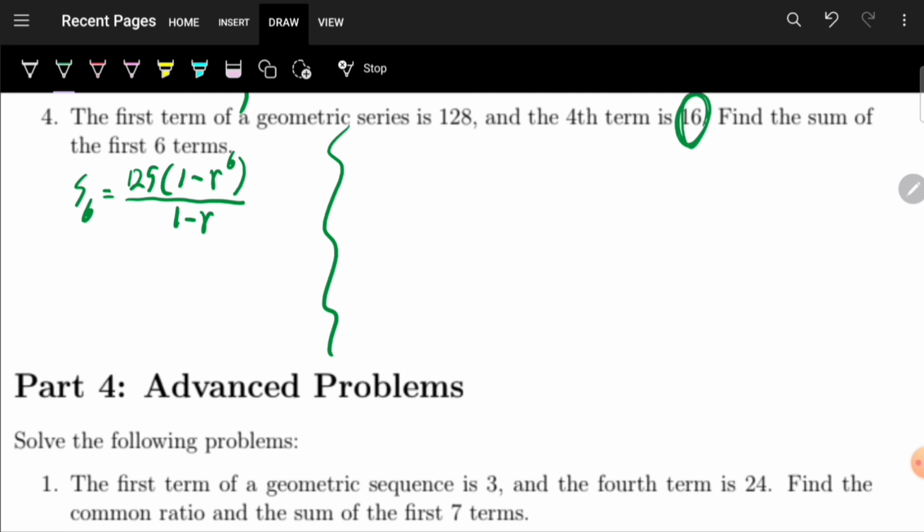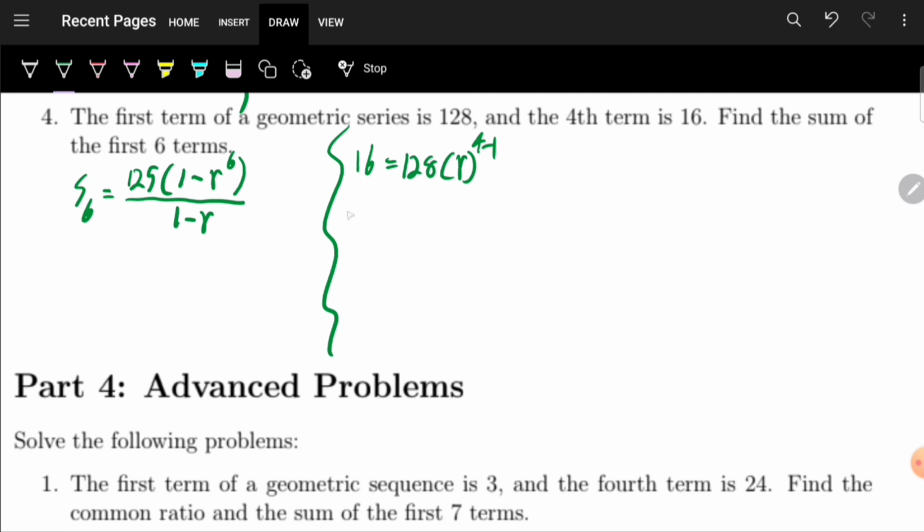We know this is the fourth term, so I'll use my nth term formula and say 16 is equal to 128 times the common ratio, which I don't know, to the power of, this is the fourth term, so 4 minus 1, right? So we're going to use this now to figure out what r is. The logic here is that if we wanted to figure out what the fourth term was and we knew the common ratio, we would set up the formula like this and go to the power of 4 minus 1. But now we know that this is 16 and we don't know r, so we're going to solve for r.